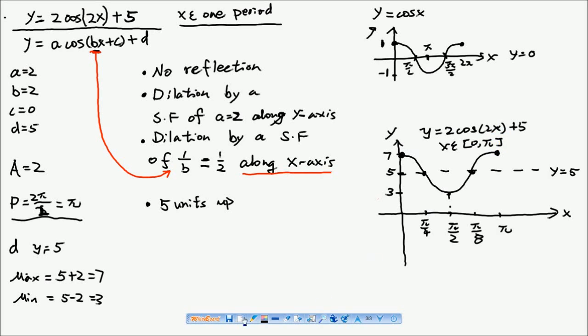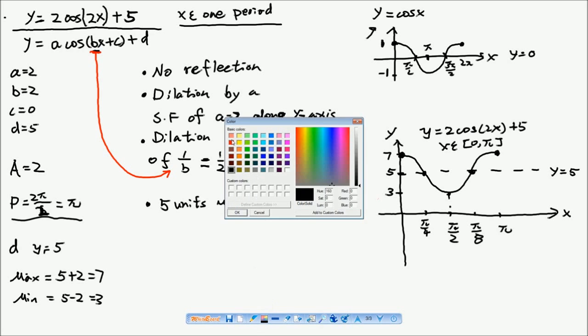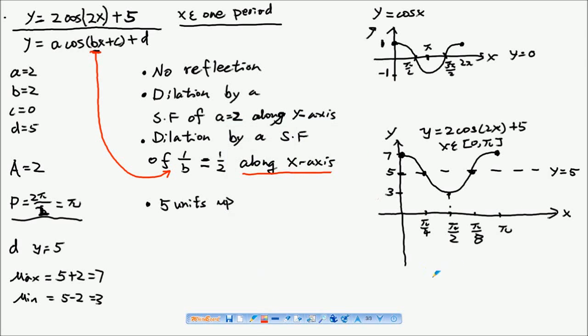If in your question they ask you to sketch the graph from 0 to 2 pi, what you do is you just extend it and copy exactly the same thing for one more period. Say this is 2 pi there.